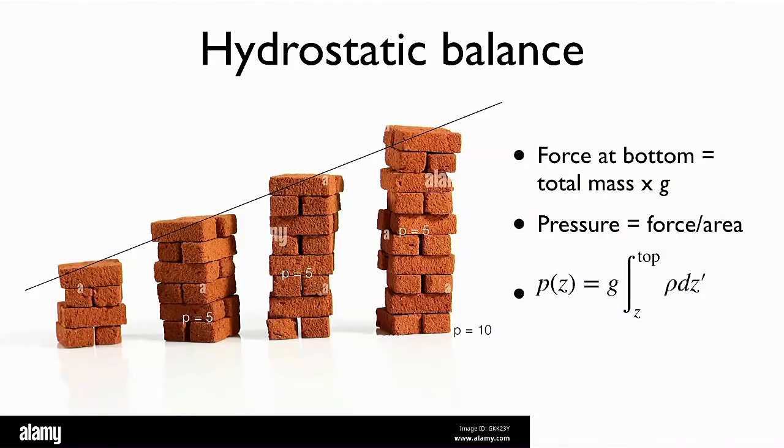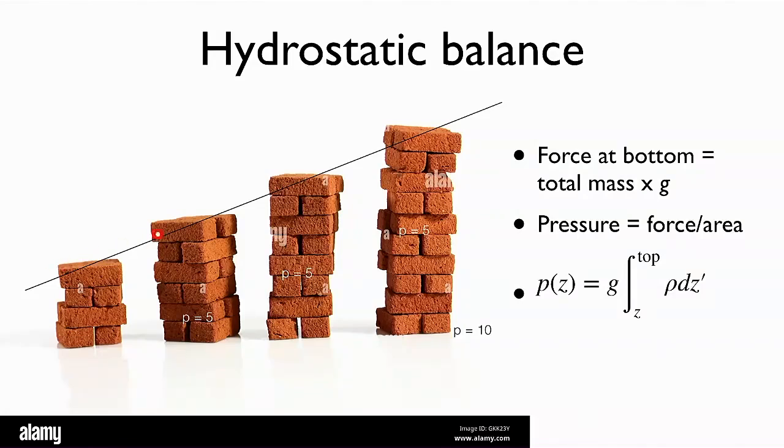Now, if the bricks were accelerating up and down, this wouldn't be true. For example, if I came along and I suddenly pulled the table out from under the bricks, the pressure would immediately go to 0, and the bricks would start accelerating downward. So we're talking about something that's not accelerating up or down. And in the atmosphere, this is a pretty good approximation on most length scales, certainly the scales that we're going to be talking about today. So we'll be assuming that the pressure is hydrostatically balanced.